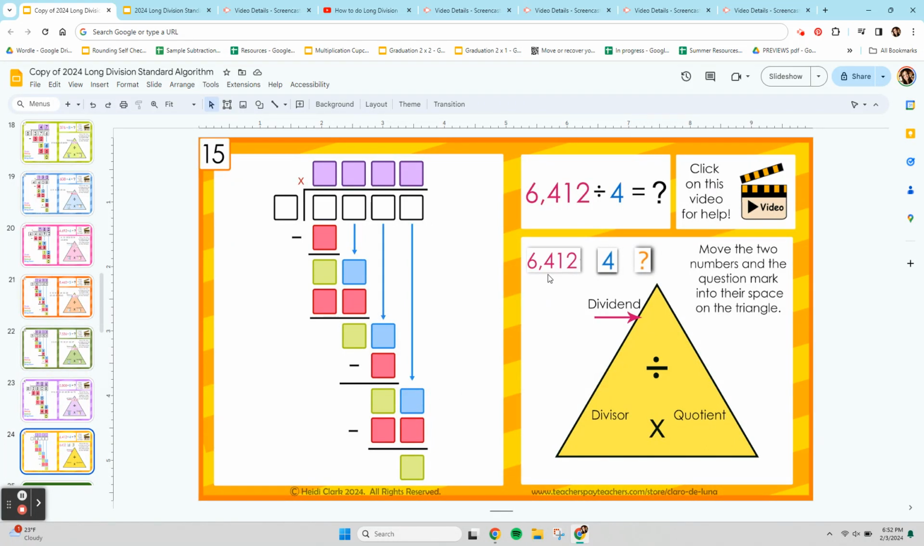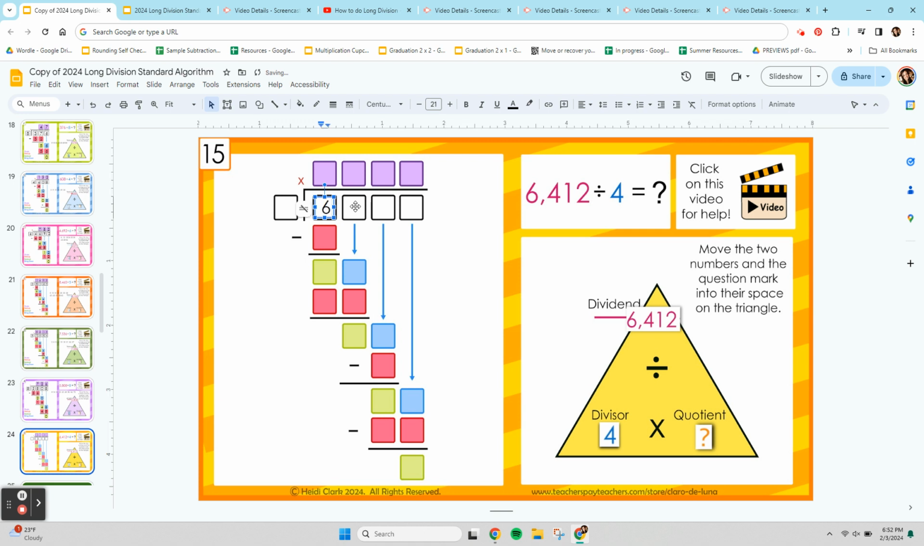Hi everybody, let's divide 6,412 by 4. So I'm just going to click and type to put in the numbers.